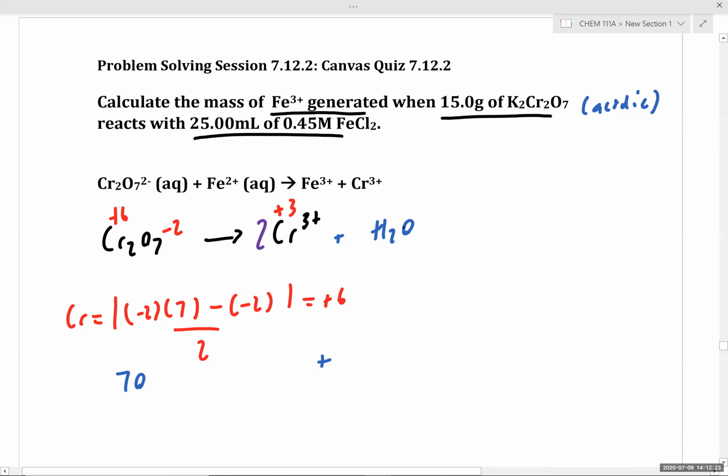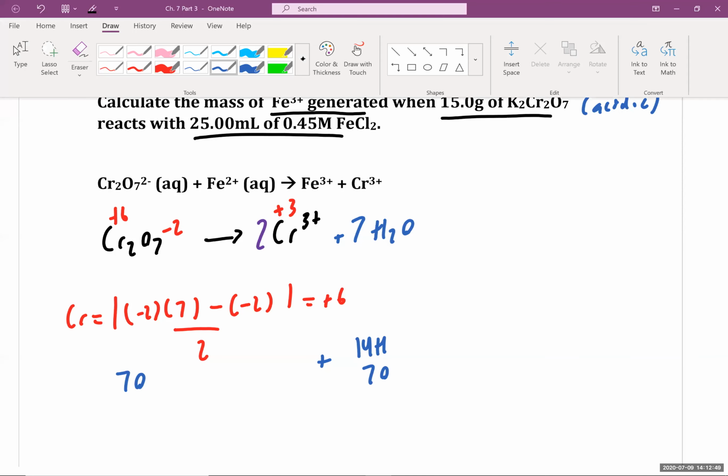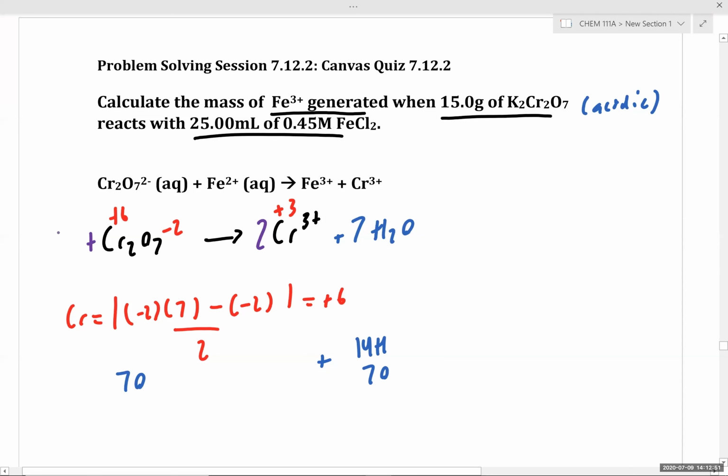How many water molecules do we need to add to balance oxygen? Don't be shy to submit your proposed responses in the chat or verbally. 7, exactly right. We need 7 water molecules. That gives us 14 hydrogens and 7 oxygens. So how many H pluses, how many hydrogens, do we need to add to the left-hand side? 14, yep.